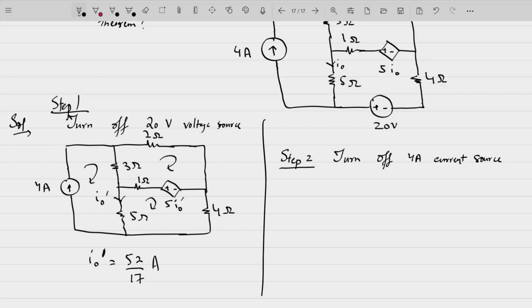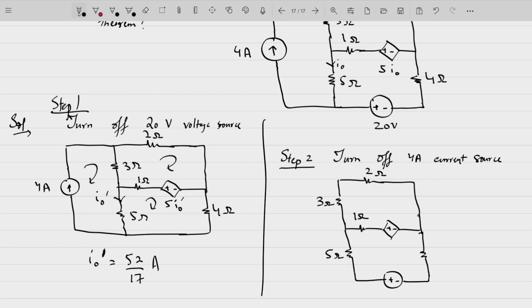The dependent source you do not have to do anything with. It remains on. Now you have to turn off the 4 ampere current source. That means it is open circuited. So your circuit simply is like this: 3 ohms, 2 ohms, 1 ohm, 5 ohms, 4 ohms. This is 20 volts. So let the current now be I naught double dash flowing from here. So this will be 5 I naught double dash.